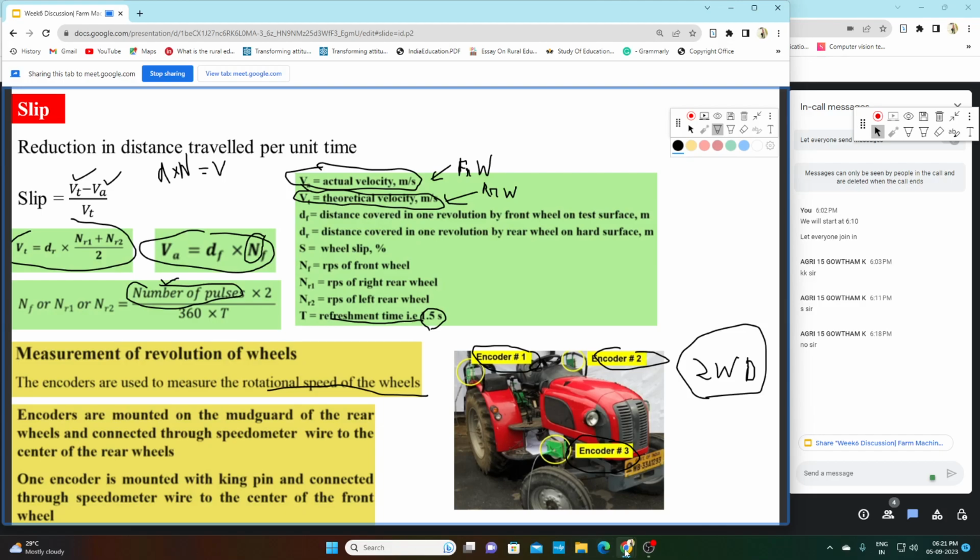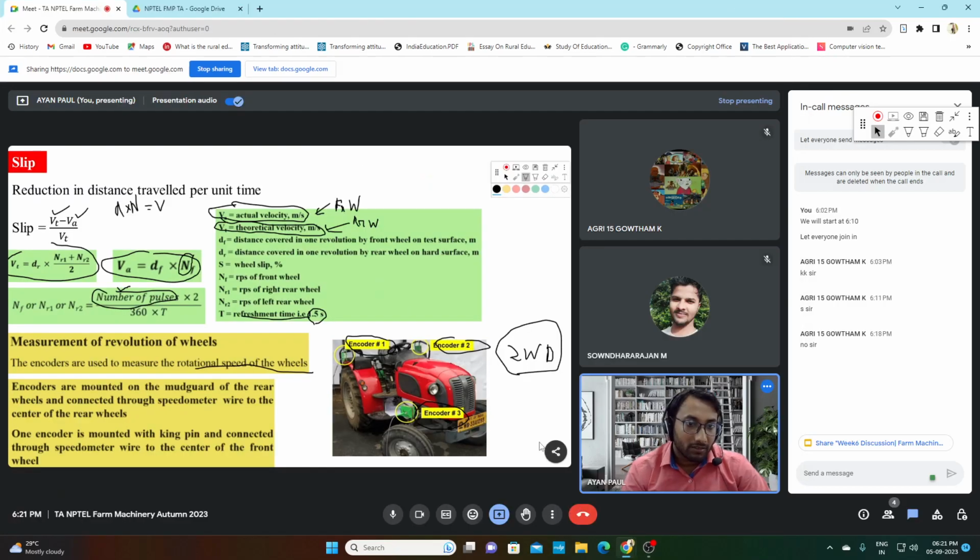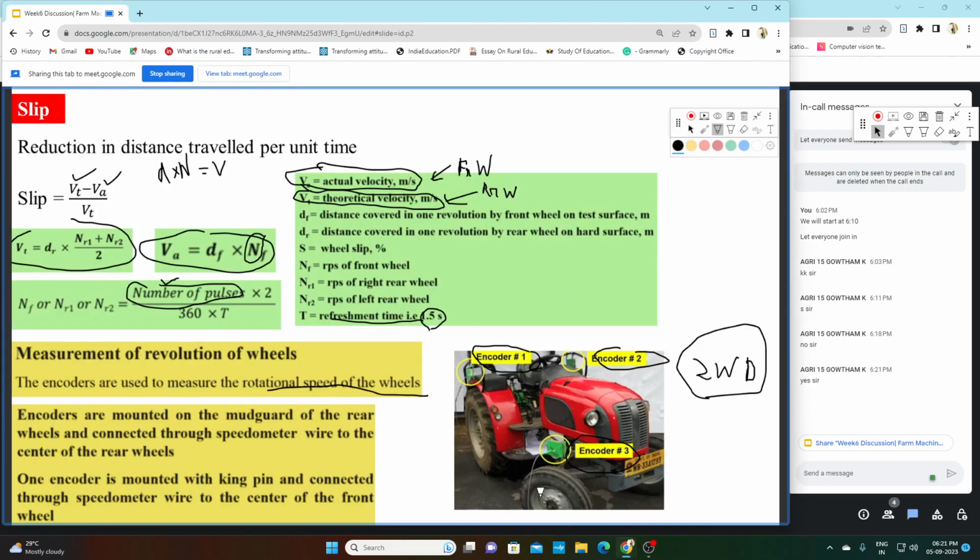So is this slide clear to you all? Any doubt in this slide? Why we are using different encoders, what is slip? Is this thing clear? Any doubt in this slide? Okay, so it is clear, right? Gautam, it is clear, right? Okay, so that is good. So let me move on to the next slide.